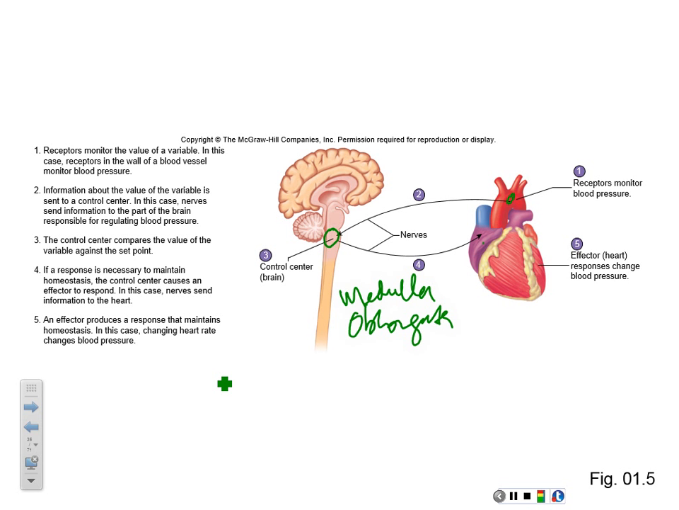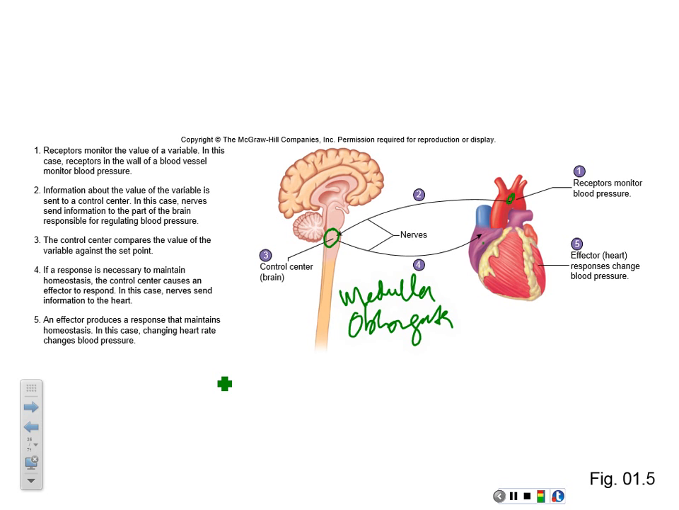And then the effector organ in this case is the heart. So what do you think will happen to heart rate if your blood pressure is low? Think about it a little bit. If your blood pressure goes down, what's going to happen to your heart rate? It's going to speed up. It has to speed up, because when it speeds up, it's going to pump more blood.